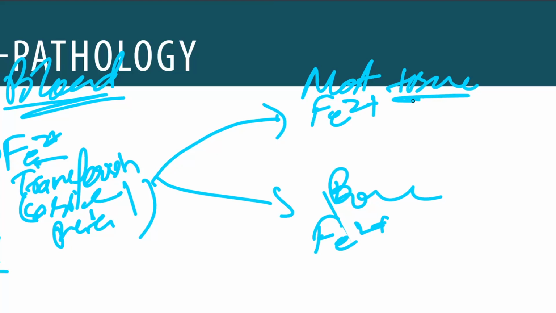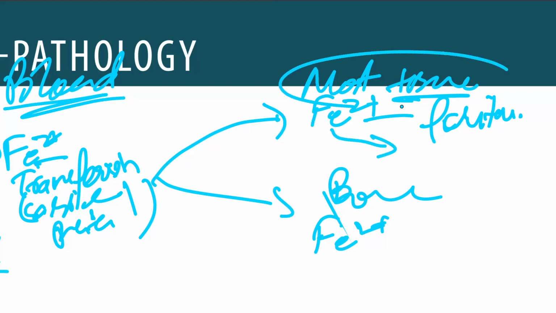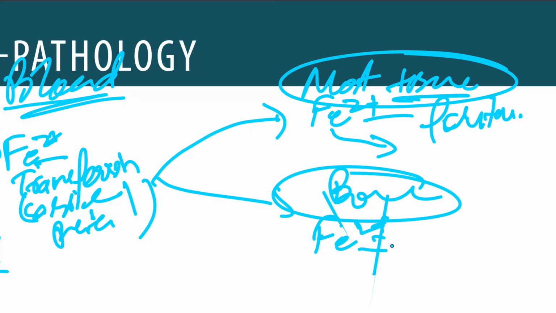And in most tissues, again, this iron will be stored as ferritin. And if it needs to be used in many enzymes, cytochrome enzymes, then it's going to be utilized within the tissues. In the bone, that iron is going to go into erythropoiesis and form the RBC.